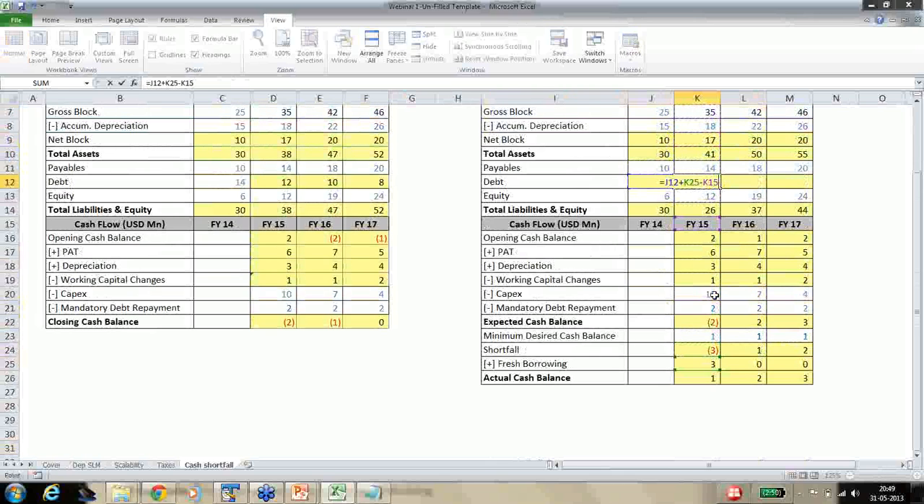In this case, where is the debt repayment? This is the mandatory debt repayment. If I do this, I'll get this number. Look at the balance now. My total assets have become 30, 41, 50, 55. And the liabilities become this. You see, these are actually now balancing. Can you guys see this? This is balancing now with this figure.